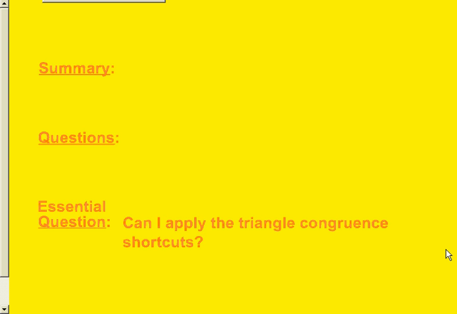Jot down a summary of your information, notate any questions that you have about the material, and always keep your essential question in mind. Can I apply the triangle congruence shortcuts?